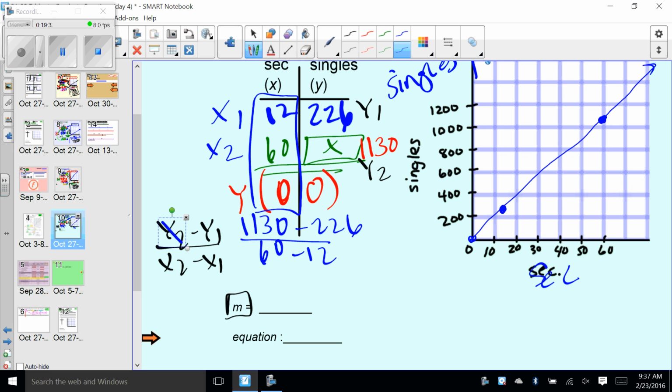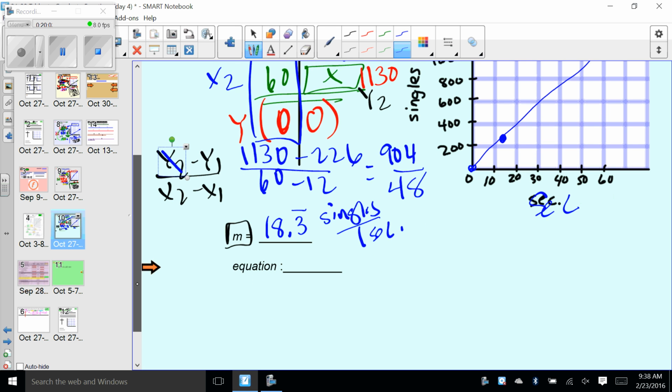So in my numerator, I have 1130 minus 226, which is 904. I'm just using the calculator right now. In the denominator, I have 60 minus 12, which is 48. So working on that slope then, I have a repeating decimal of 18.83 repeating. I'm going to go ahead and maybe round that to 18.3, just for simplicity's sake. On my website, I might have gone to the hundredths place on that. Per second, 18.3 singles per second.